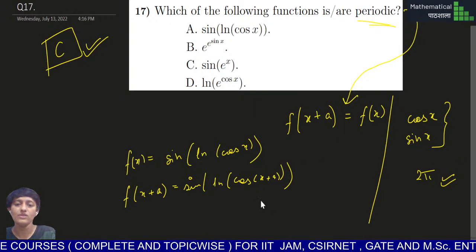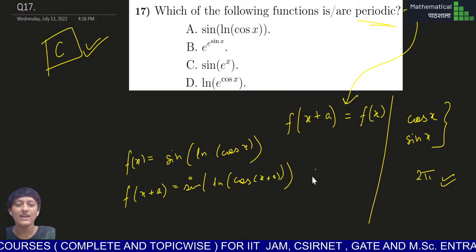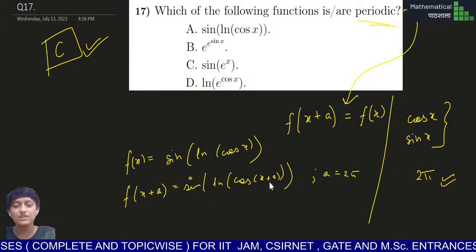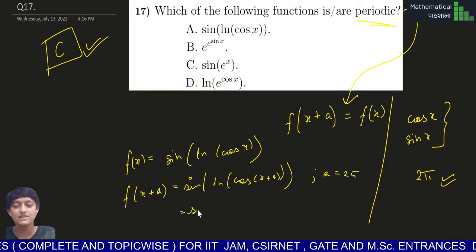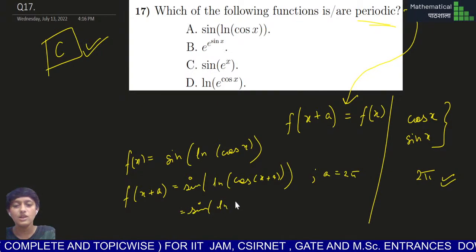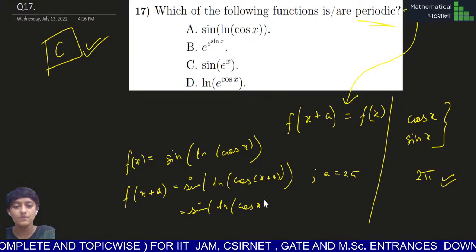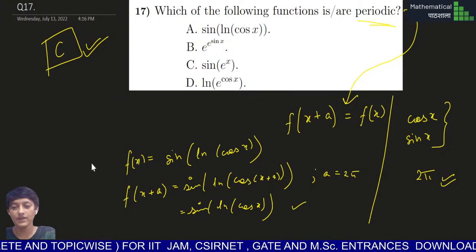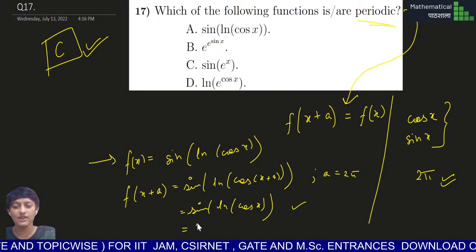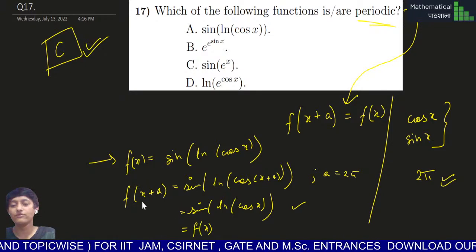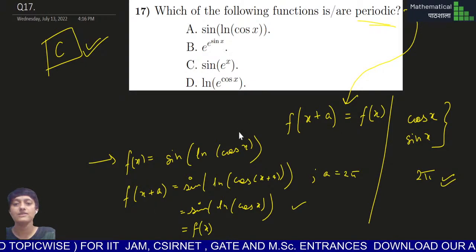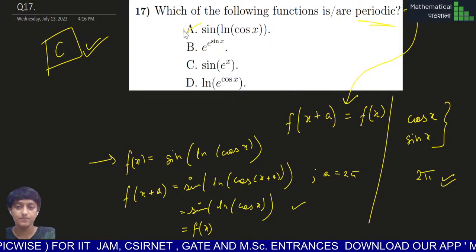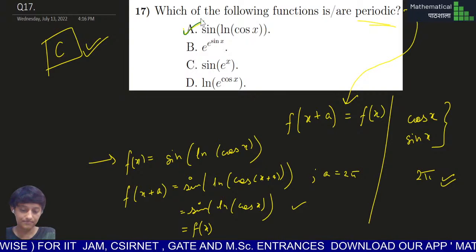Alright. So cos of x plus a. Let us put here a is equal to 2 pi. What will happen? Cos of x plus 2 pi. Cos 2 pi plus x is cos x again. Okay, it will become cos x. So f of x, what is this? From here, it is nothing but f of x. So we have got that f of x plus a is equal to f of x. And this function is periodic. So we can say that option A is correct. Right? Which option have you got?